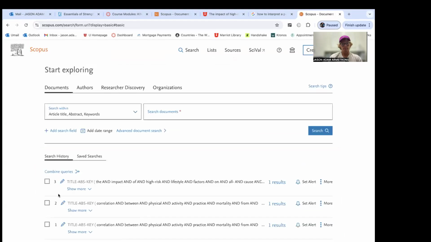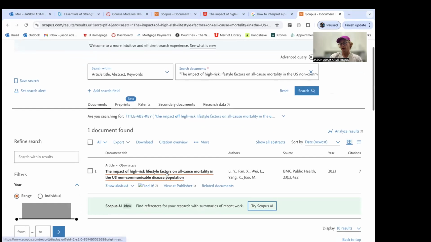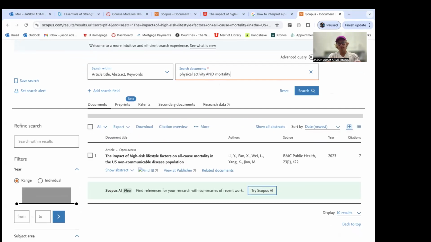So if I click on Scopus, I'm just going to copy and paste the title of today's article here. Now, if I want an article that uses just that title, meaning all of these words in a row with no deviation, I can put quotes around it. Okay, and I'm very likely to have only one result show up, which is really nice. On the other hand, if I wanted to look at other papers who maybe looked at the same thing, I might type in something like physical activity and mortality.